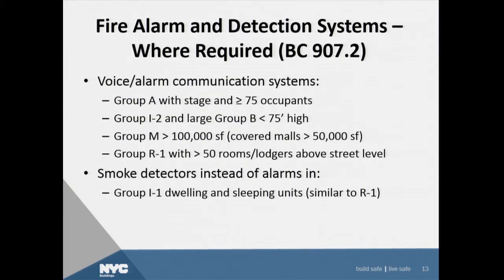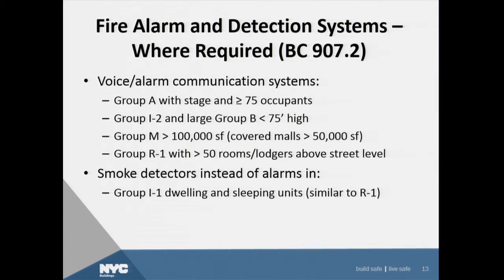Okay, so voice alarm communication systems. There are a few new provisions here and some clarifications with respect to Group A. We know that's assembly occupancy with a stage and greater than 75 occupants. You can have a stage, you might be required under this provision. You look it up and see if it needs to have a communication system.